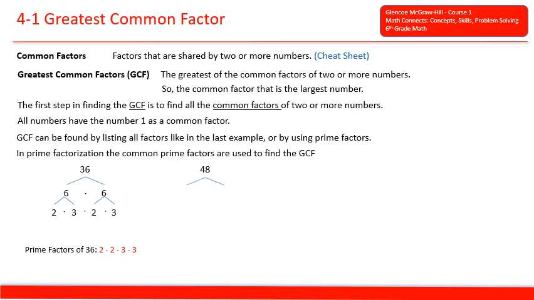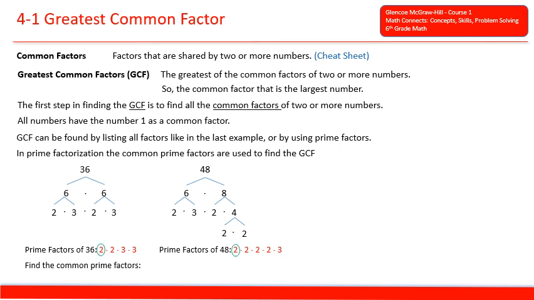The next number is 48, 6 times 8. If we factor 6, we get 2 times 3. And if we factor 8, we get 2 times 4, and 2 times 2 for 4. So there's our prime factors of 48: 2 times 2 times 2 times 2 times 3.